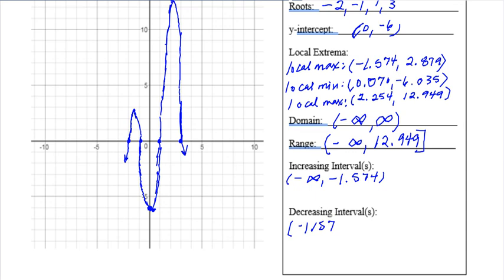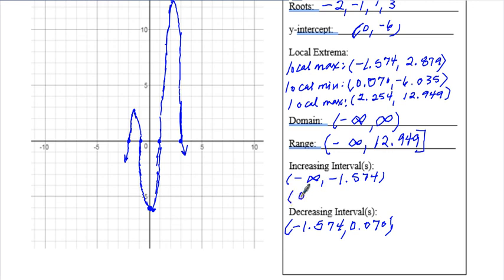Sorry about that. Trying to make that cleaner. Negative 1.574, and I am decreasing until this bottom out here at this min. So I'm decreasing all the way to this min here, 0.070. Then, at 0.070, I start climbing again.